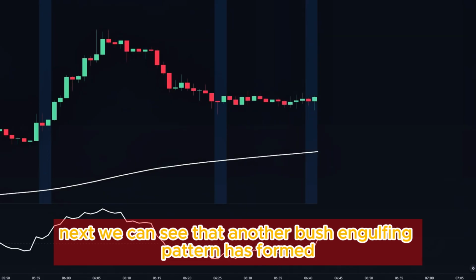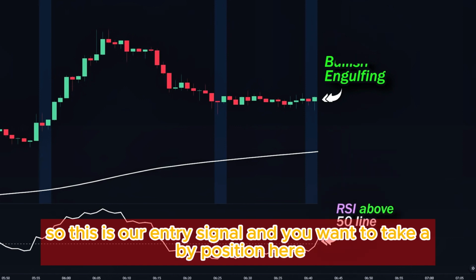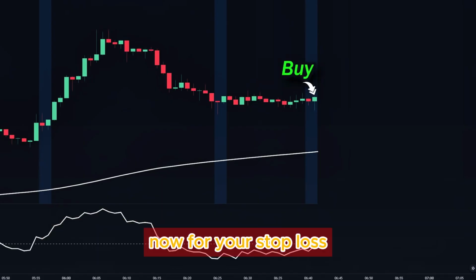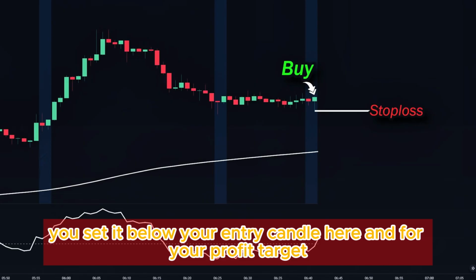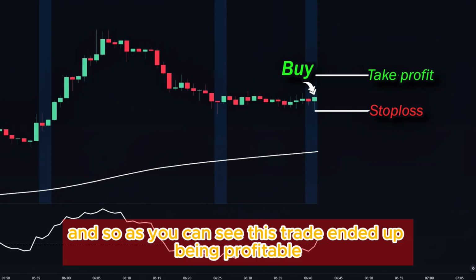Next, we can see that another bullish engulfing pattern has formed. But this time, the RSI is already above the middle line. So this is our entry signal and you want to take a buy position here. Now for your stop loss, you set it below your entry candle here. And for your profit target, you set it at 2 times your stop loss. And so as you can see, this trade ended up being profitable.